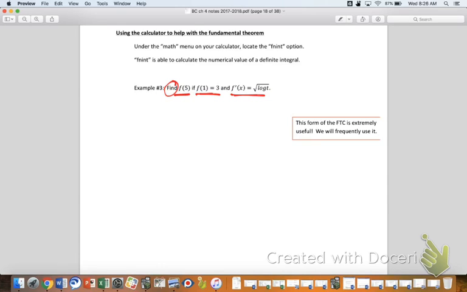So root log t, kind of complicated. Sorry, this should be f prime of t. Let me fix that. f prime of t equals root log t. It shouldn't say f prime of x.